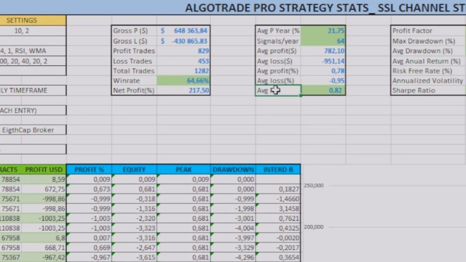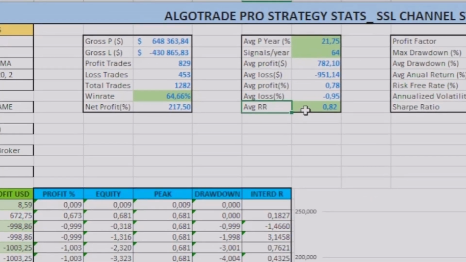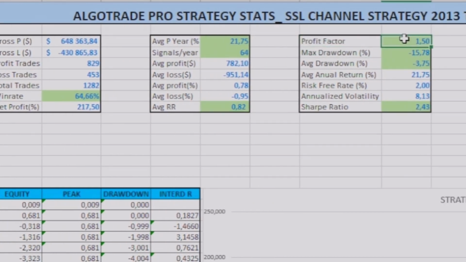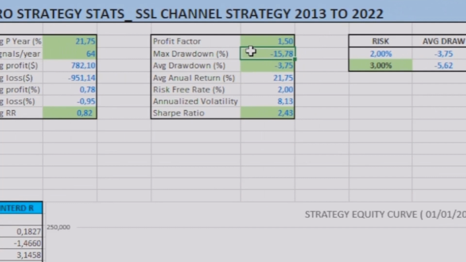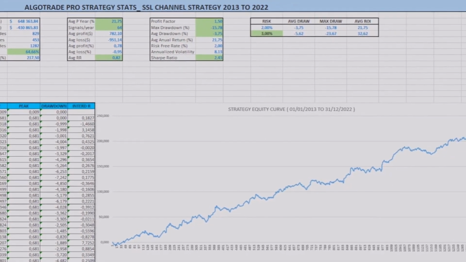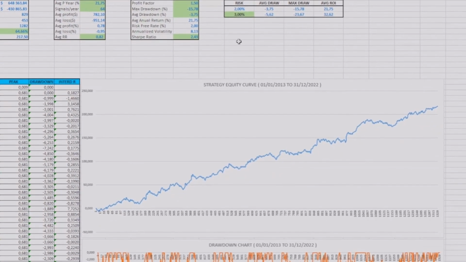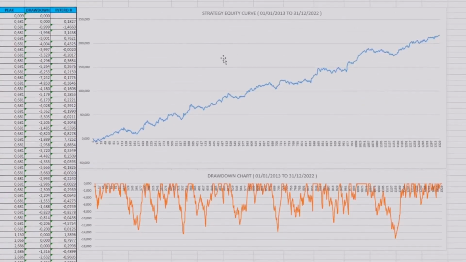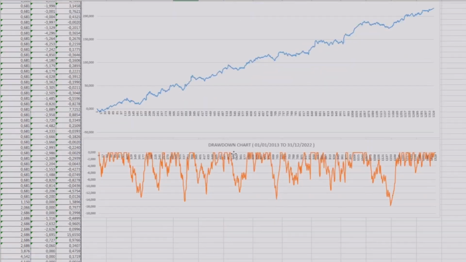The average risk to reward ratio of this strategy was about 1 to 0.82, with a profit factor of 1.5. It had a max drawdown of 15.78%, but the average one was only about 3.75%, which enables us to conclude that this strategy is quite solid and consistent. The Sharpe ratio had a value of 2.43, and here we can analyze the equity curve of this strategy, which is quite impressive with a positive and stable growing curve.